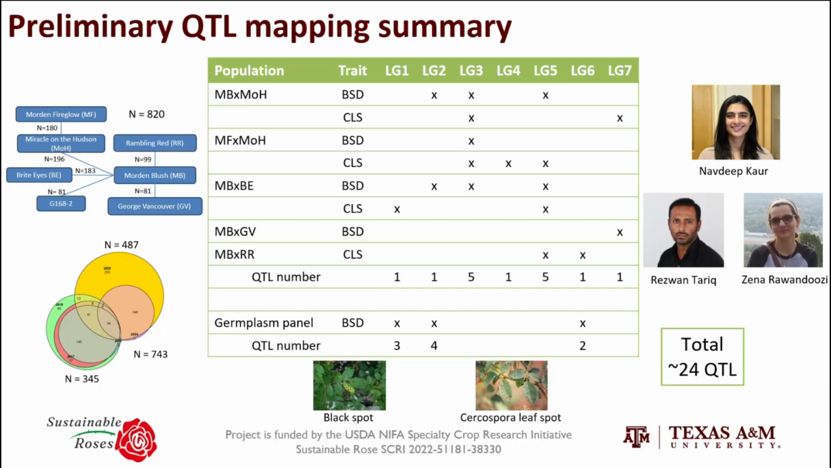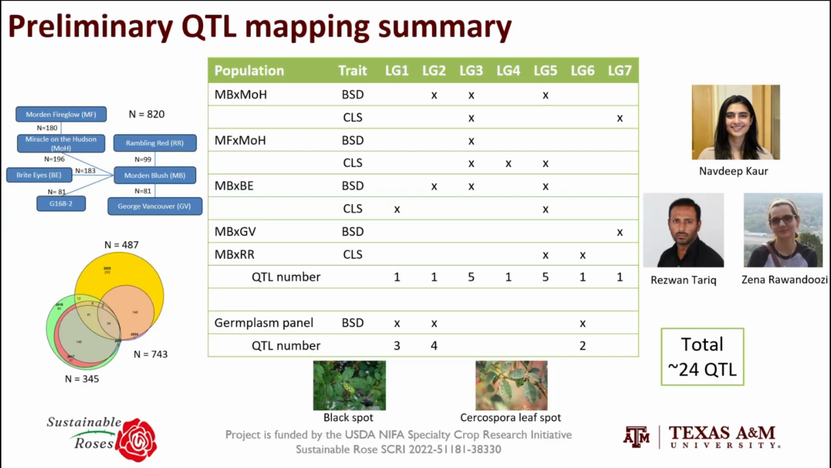Now I'm going to talk about QTL to make a point. So we've got mapping populations that Navdeep talked about. We've got the GWAS plus variety trial material that Reswan and Zina have been working on. And this is a summary of the QTL they've all found relatively recently. You can assume maybe this QTL is the same, maybe they're all different. But if you count them as being different, then we picked up something close to 24 QTL for black spot and cercospora put together.